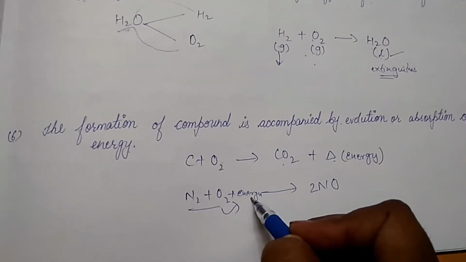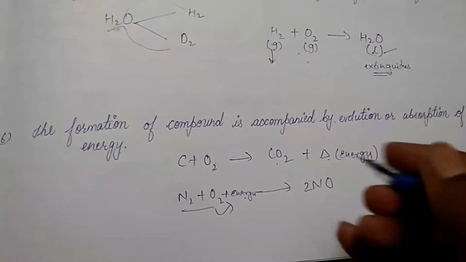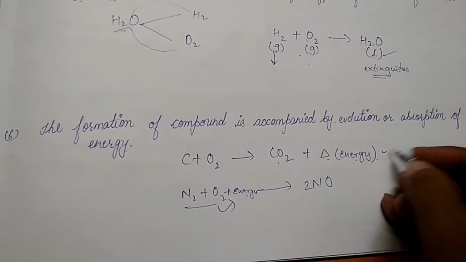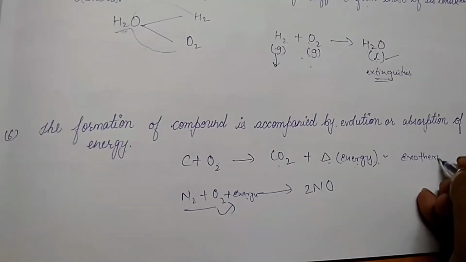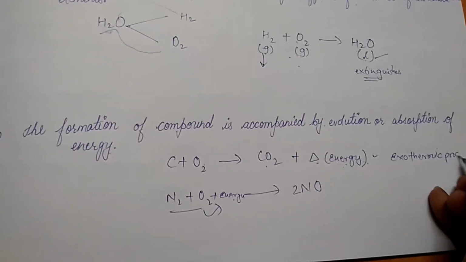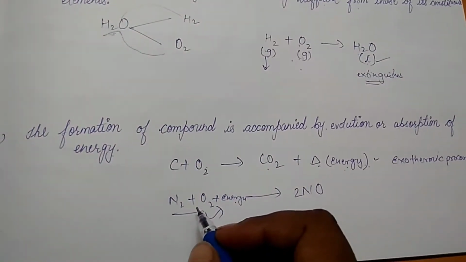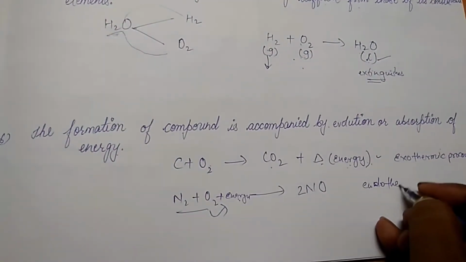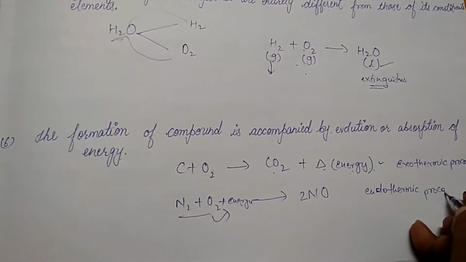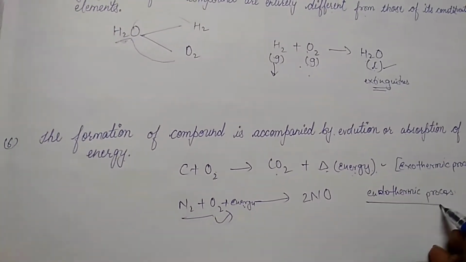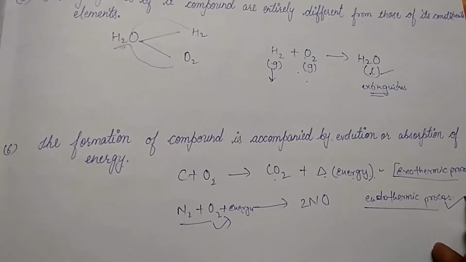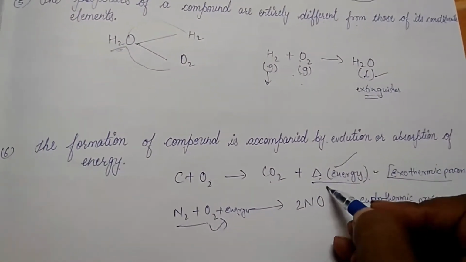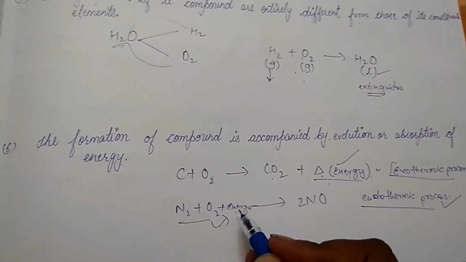Please remember, children, the process in which energy is released, or there is an evolution of energy, will be an exothermic process. And the process in which energy is absorbed will be known as an endothermic process. Clear, children? On the basis of it, there are two types of process. First is exothermic and second is endothermic. Exothermic means there is liberation of energy, or evolution of energy, and endothermic means there is absorption of energy.